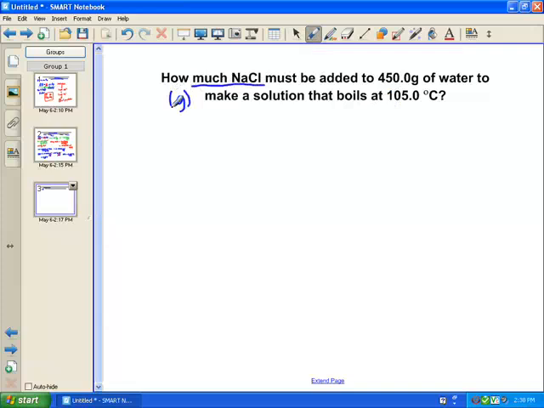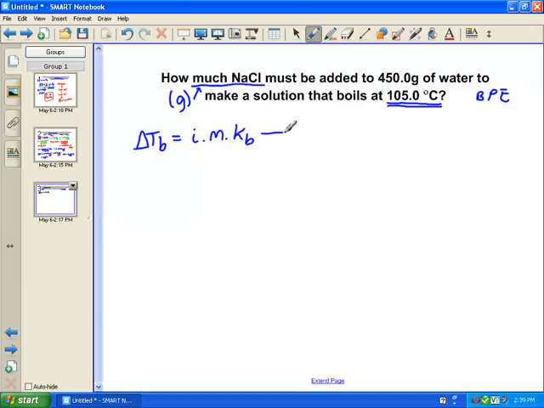How many grams of NaCl must be added to 450 grams of water to make a solution that boils at 105 degrees C. So notice we're not dealing with freezing point depression anymore. Now we're dealing with boiling point elevation. So the big deal is, let's just write out our formula again. In this case, we've got our boiling point elevation is equal to our Van 't Hoff factor times our m times our k. In this case, it's kb. It's still water, but the freezing point depression constant and the boiling point elevation constant are not the same.